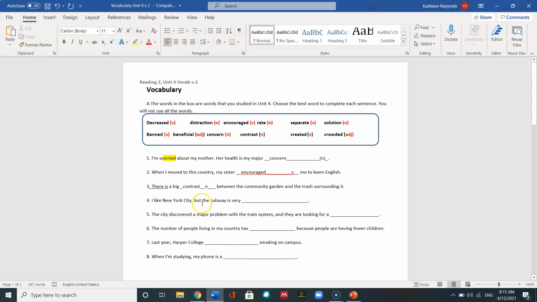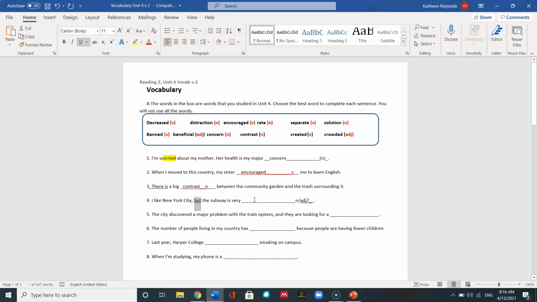I like New York City, but the subway is very... It's hard to tell what part of speech we need here because we might need a noun or adjective, okay? Please notice that in this case we have "but." Remember, "but" is a contrast connecting word. So this means I like something, but there's also a problem.